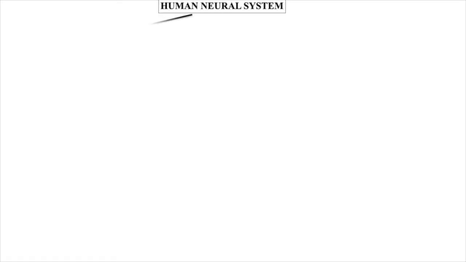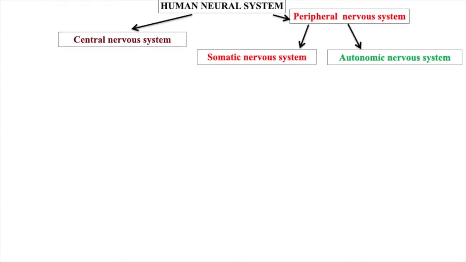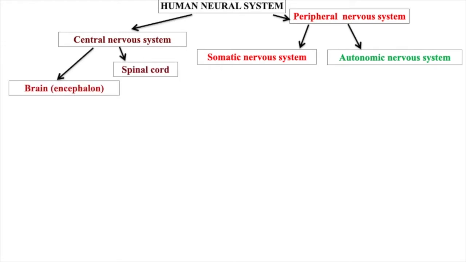In this video, I'm going to talk about the midbrain and the hindbrain. So again here, let us first see the divisions of the neural system. So we have seen the central nervous system, the peripheral nervous system. In the central nervous system, the brain and the spinal cord.